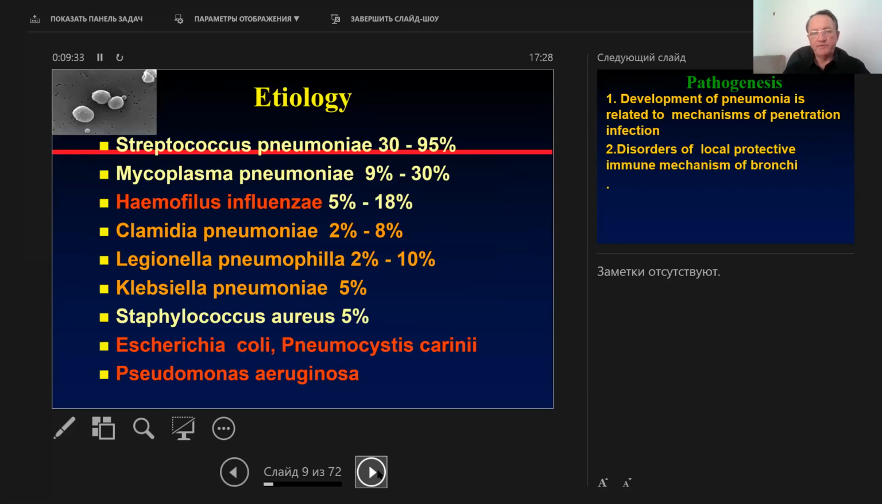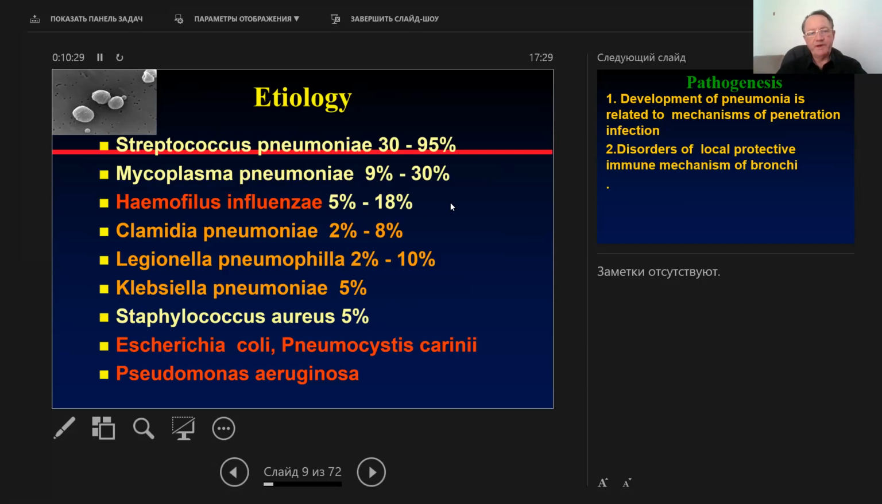What about the etiology of bacterial infection? It depends on where and in what conditions the pneumonia started. If you are talking about community-acquired pneumonia, first place is pneumococcus, Streptococcus pneumoniae, up to 95%. That's why we should know that if we prescribe antibiotics against this infection, the antibiotic should be effective against pneumococcus. And second place is the so-called intracellular infections, including chlamydia, legionella, and mycoplasma.